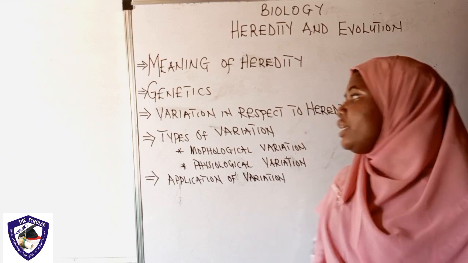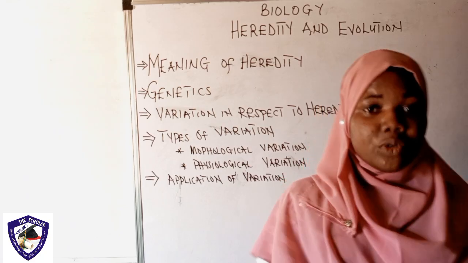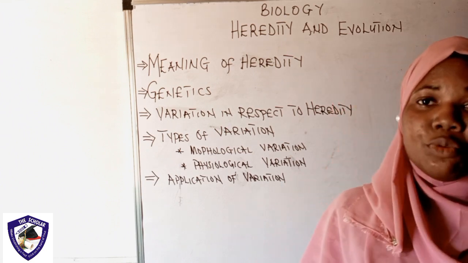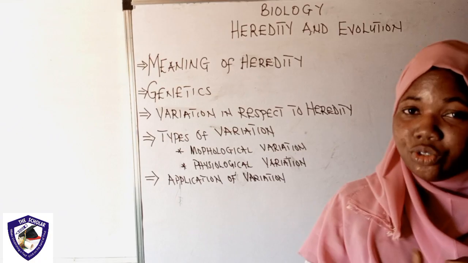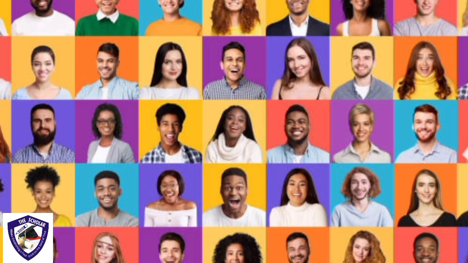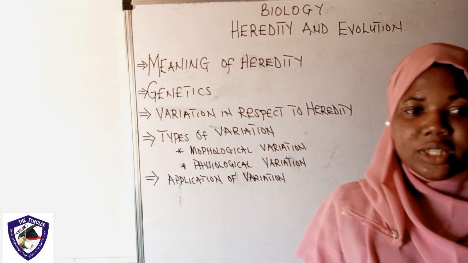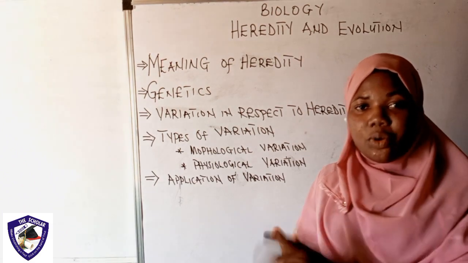Moving forward, we'll be looking at variation. First, we have to define what variation means. Variation is defined as the visible morphological differences, in terms of shape, size, and structure, and also physiological differences, which deal with the function of different parts of the body, among individuals, which could be inherited traits and acquired traits.